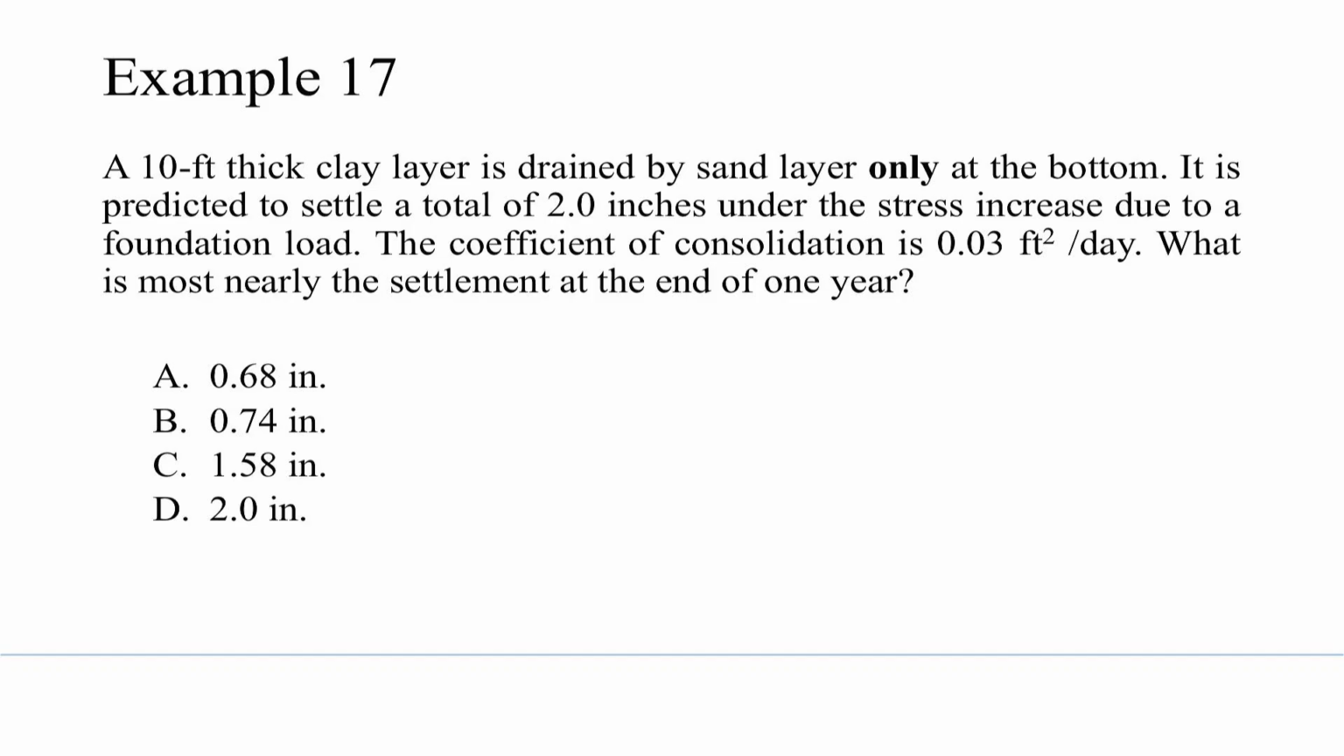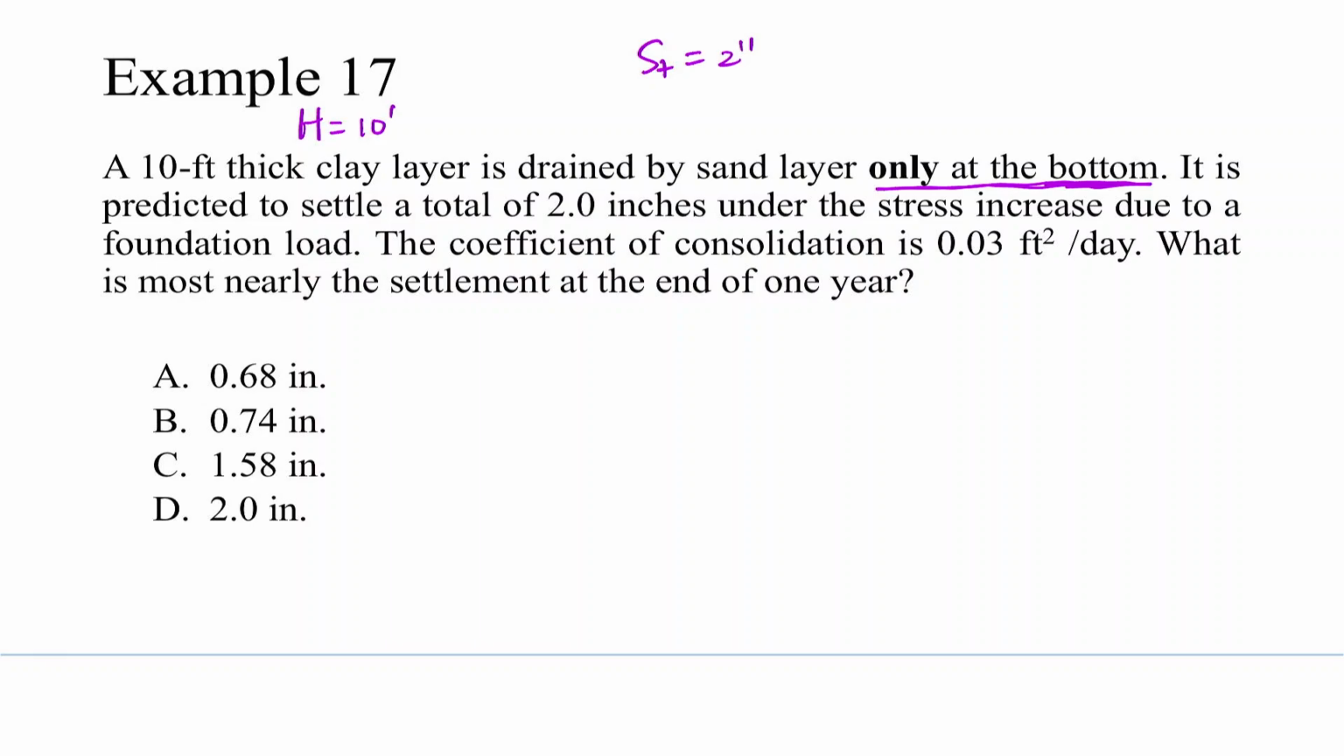We have a 10 feet thick clay layer, so the H of the clay is 10 feet. Drainage condition is really important. This clay layer is only drained by a sand layer at the bottom. So this is very interesting: only drain at the bottom. This is a single-sided drain condition. And the prediction is the total settlement is 2 inches. So the S_T, or the total settlement, is 2 inches.